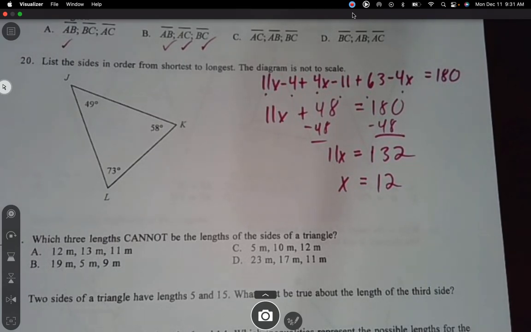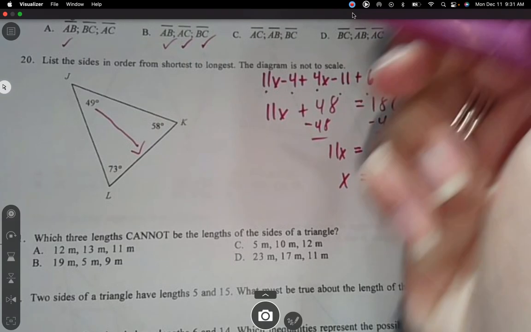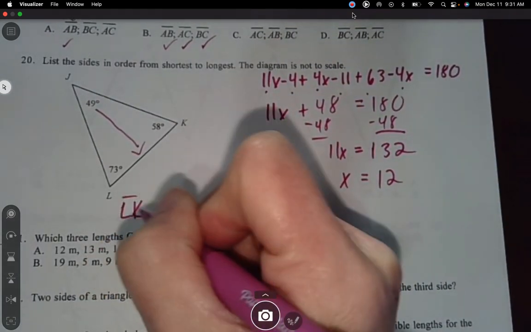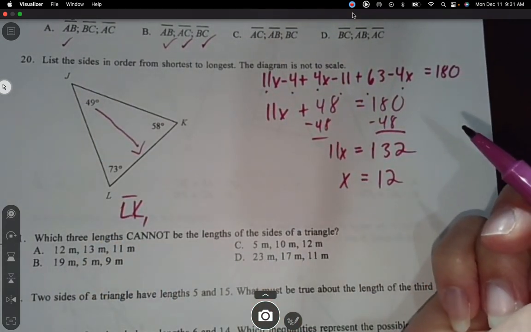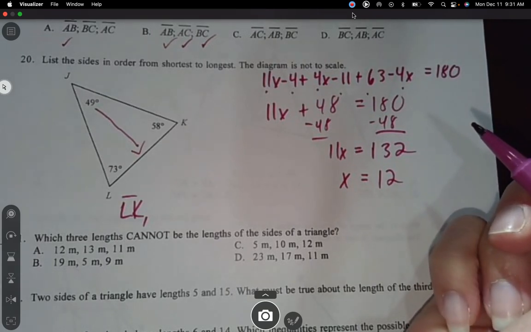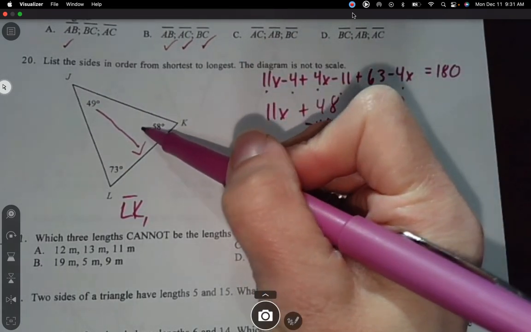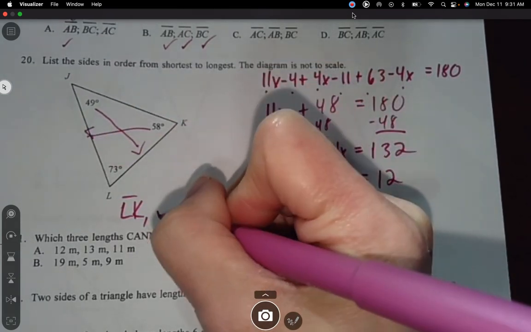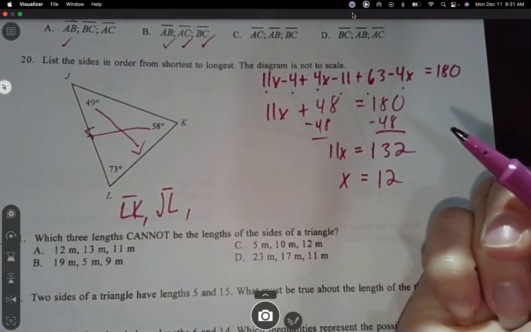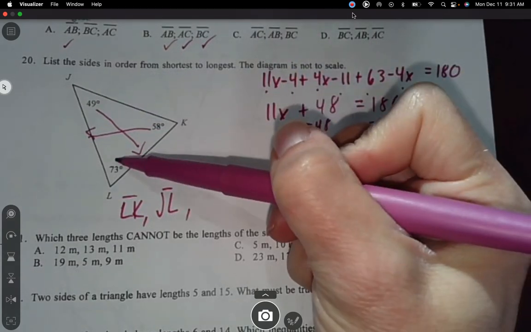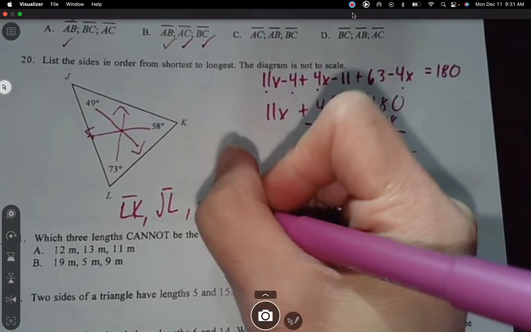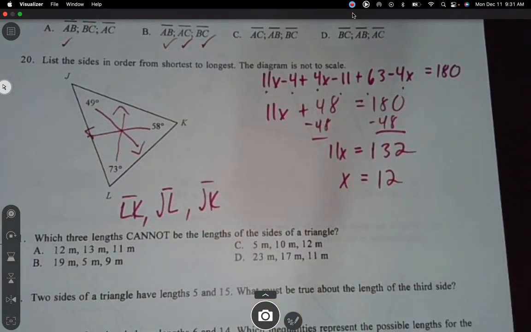What is the shortest side? Well, first of all, what's the smallest angle? 49. So the shortest side is what? LK. Are y'all paying attention to me? Some of us are. What's the next shortest side? Well, it goes with 58, which would be what one? JL. And then what's the longest side? 73 goes with JK. Okay. It's LK, JL, JK.